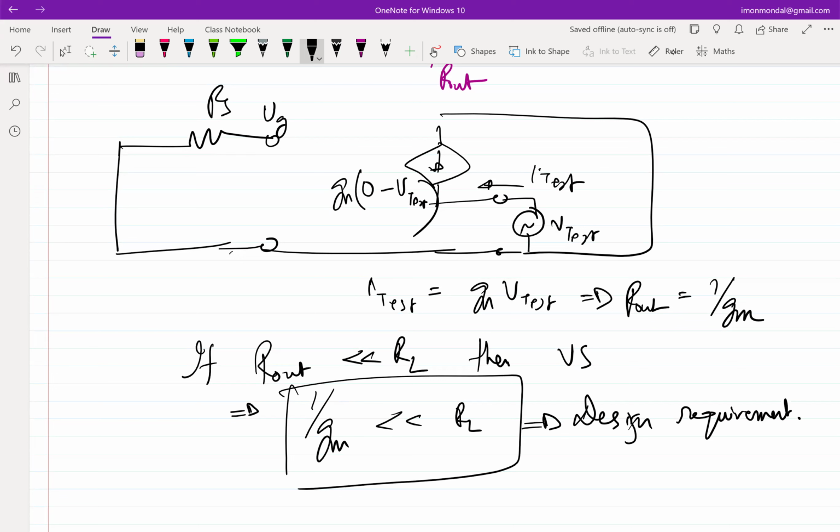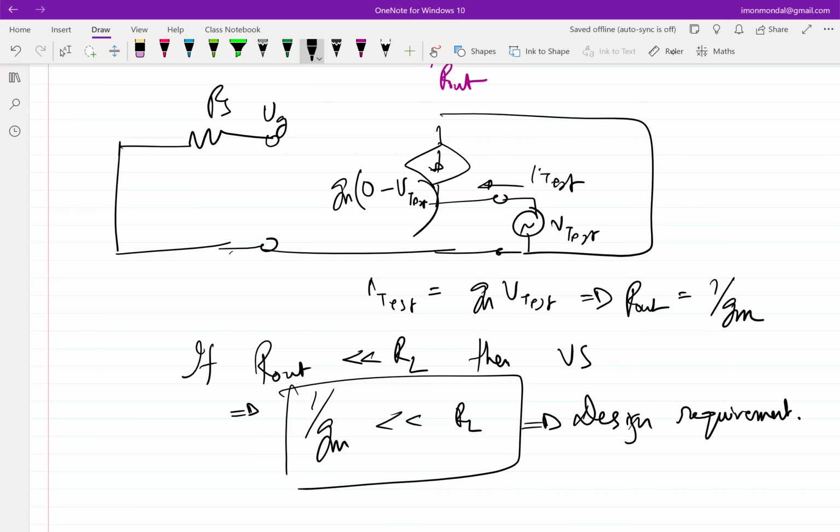Right? So if you want this contraption to behave like a voltage controlled voltage source, on the input side you don't have to bother, because infinity is taken care of. But on the output side, you have to make sure that the value of the GM that you design for satisfies this. Okay, so that becomes the designer's job.